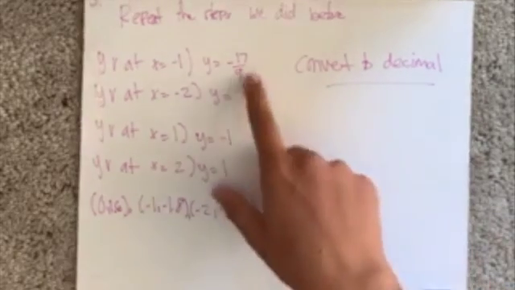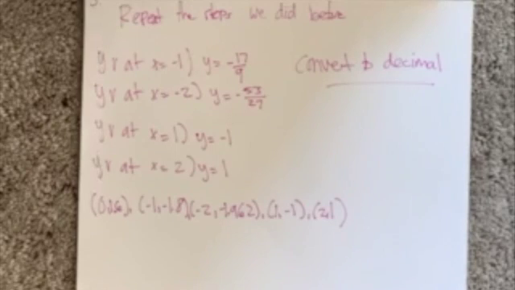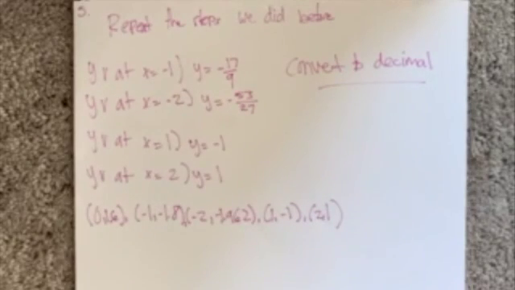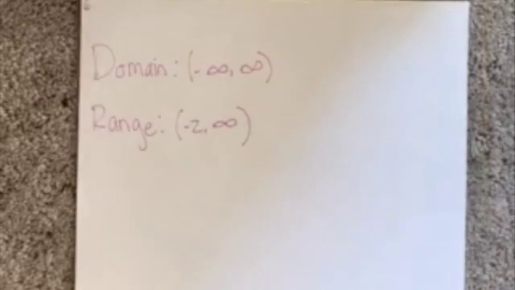Since these are fractions, you want to convert them into decimals, so they are actual numbers and you can graph them, because you can't really graph a fraction just by looking at it on a graph. So the domain we got is negative infinity to positive infinity, and the range we have is −2 to positive infinity.